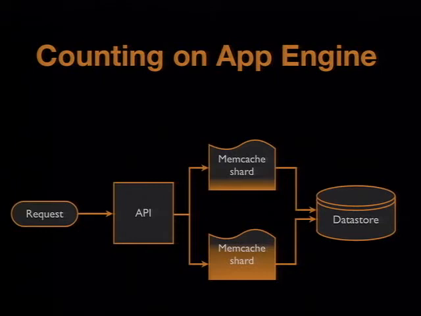So this diagram basically shows that a request comes in, we hit the API. Rather than writing to a sharded data store counter, we write to these sharded memcache counters. When the memcache counters fill up to 100, 200, whatever, only then do we write that bit of information to the data store. And then the task queue is a little bit nicer than this.